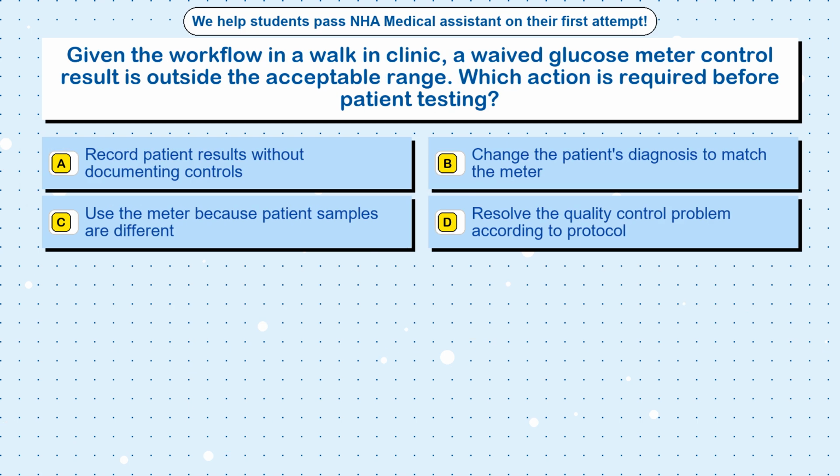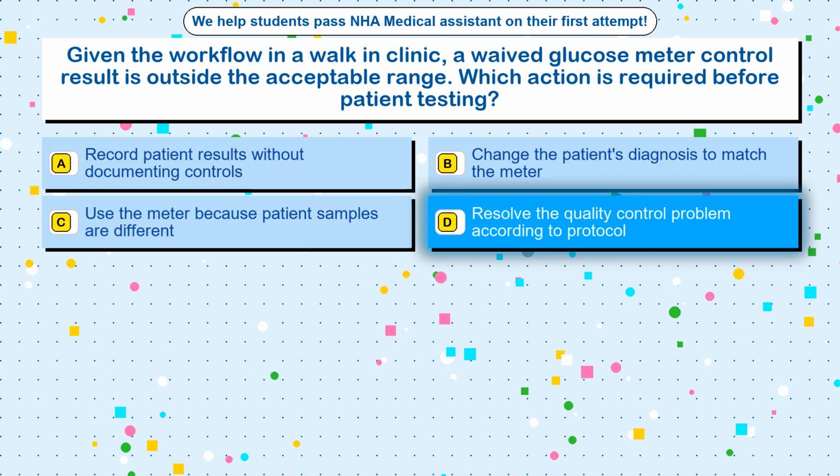Question 57. Given the workflow in a walk-in clinic, a waived glucose meter control result is outside the acceptable range. Which action is required before patient testing? Option A, record patient results without documenting controls. Option B, change the patient's diagnosis to match the meter. Option C, use the meter because patient samples are different. Option D, resolve the quality control problem according to protocol.